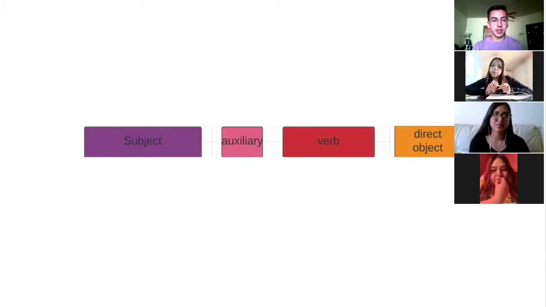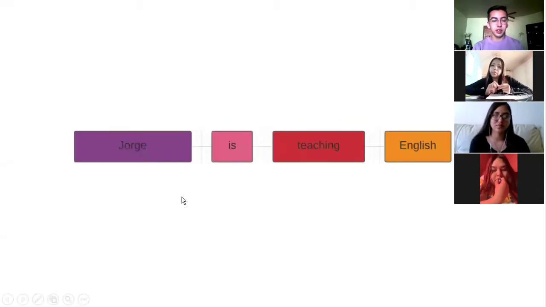The first one is this one. Jorge is teaching English. In here, the purple rod is Jorge, which is the subject. The pink rod is the word is, which is the auxiliary. The red rod is teaching, which is the verb. And the yellow rod is English, which is the direct object. So can you repeat it again? Jorge is teaching English. One more time. Jorge is teaching English.